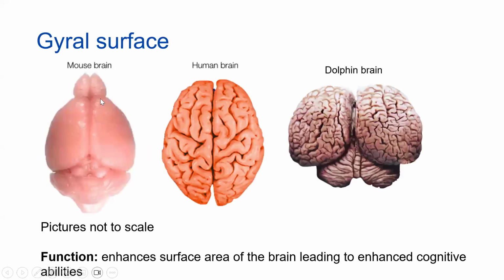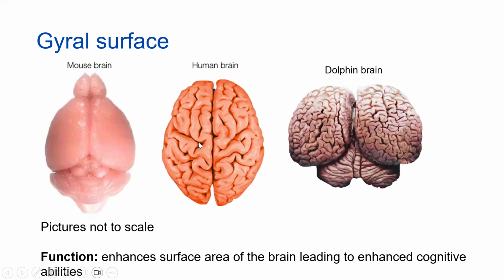Now we'll talk about gyral surfaces. One thing you may notice if we compare a mouse brain to a human brain is that a mouse brain is actually very smooth looking, whereas the human brain has all of these grooves called gyri. The function of gyri is to enhance the surface area of the brain and also lead to enhanced cognitive abilities compared to animals that do not have gyri.